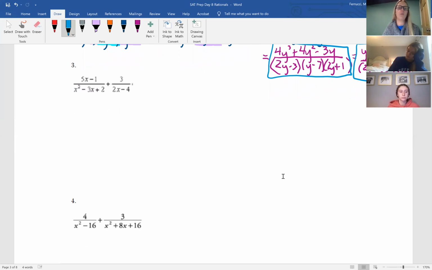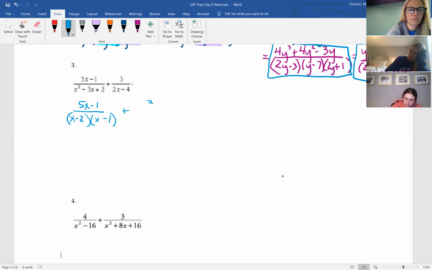Okay, so what we want to do is look at only the denominators to see if they can factor at all. So that first one, I'm just going to keep the 5x minus 1 like that. That first one can factor into x minus 2 times x minus 1. That right-hand side, there's only 2 terms, but it doesn't have an exponent. So we would try to GCF, which would mean pulling out a 2.